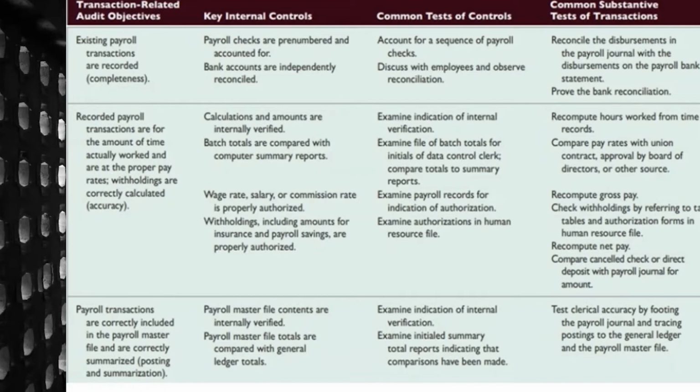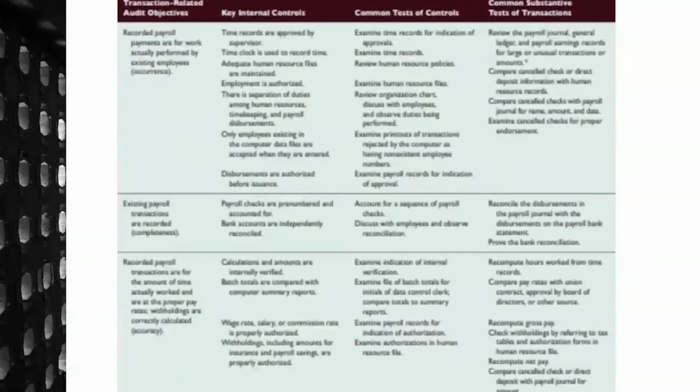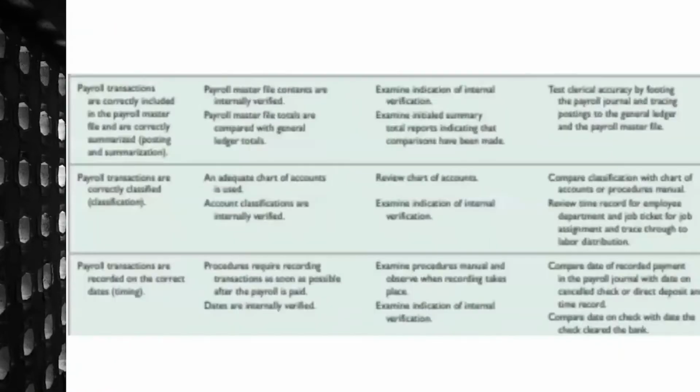Here we can see the key internal controls, common tests of controls, and common substantive tests of transactions. Here the existence of payroll, here different amounts, and we can see different objectives and different purposes. The next part will be explained by Linda.